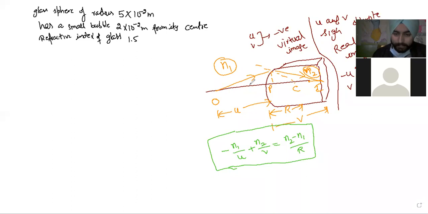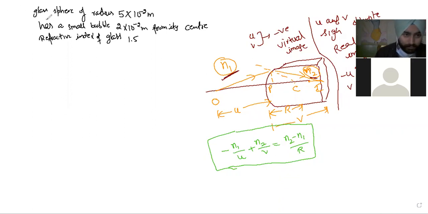Yes, sir. And the second thing that you have to keep in your mind is that the medium through which the ray is coming, that medium is N1, and after refraction the medium in which the ray goes, that is the second medium, that is N2. Is this clear? Yes, sir. So now come to this question.